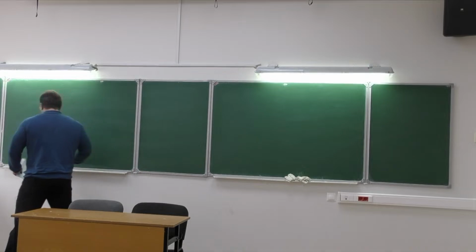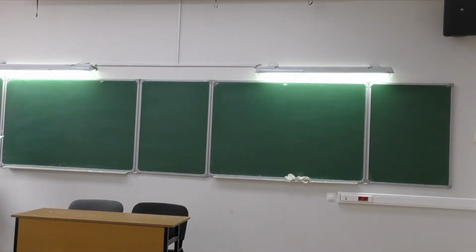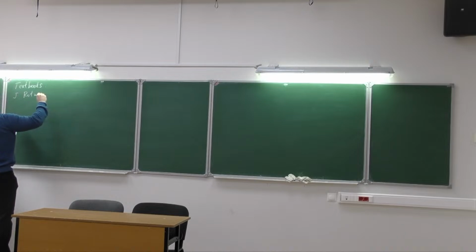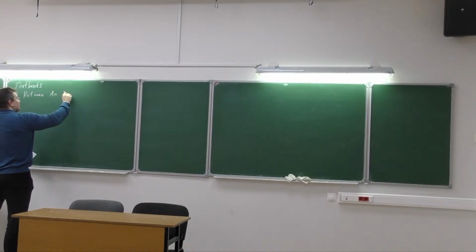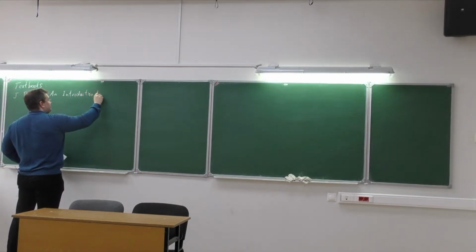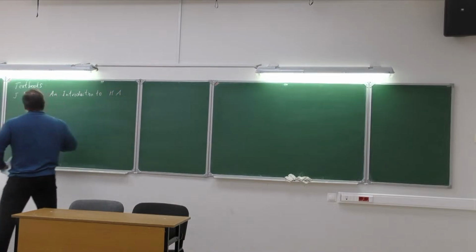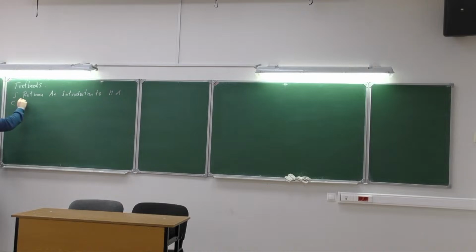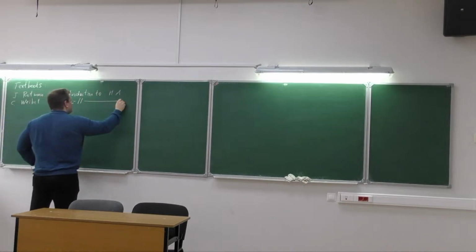Okay, so first of all, I want to answer a question from the previous lecture and recommend a couple of textbooks for the second part of this course. I just want to mention two books. The first is by Rotman, and it is called An Introduction to Homological Algebra. And the second book is by Weibel and has exactly the same title. So these are two books.